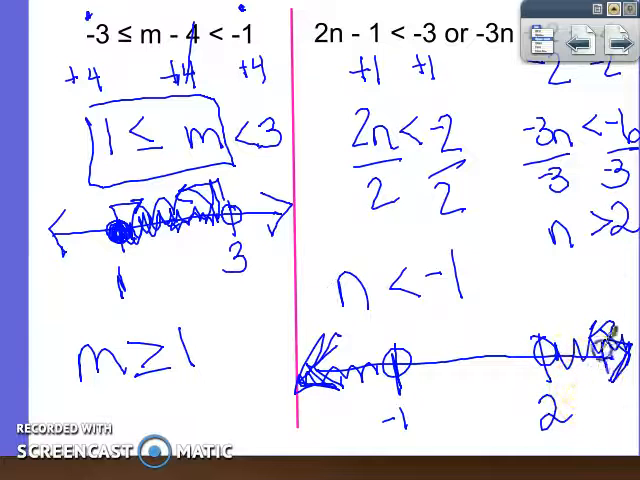So think about this. 3 would be in here, right? If I put 3 in for n, 3 is greater than 2, right? Correct. It's just saying that any number that's greater than 2 and any number that is less than negative 1. So any number could satisfy this one or this one.